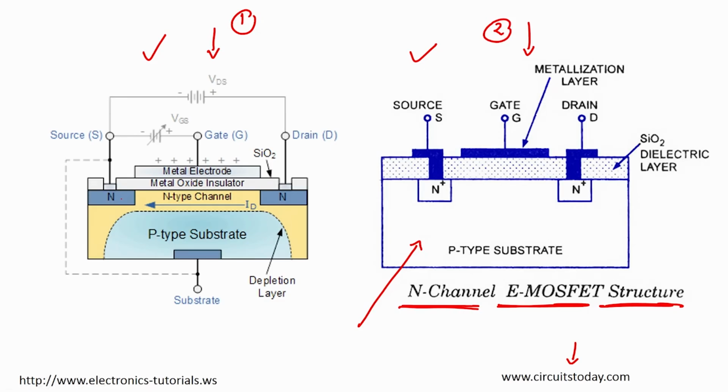Let us see here. What is here? It is a p type substrate, alright, and then we have n type. You see here, n type dopant.